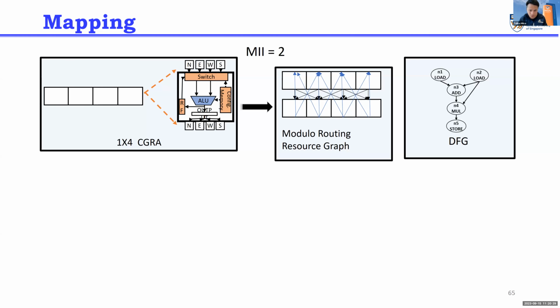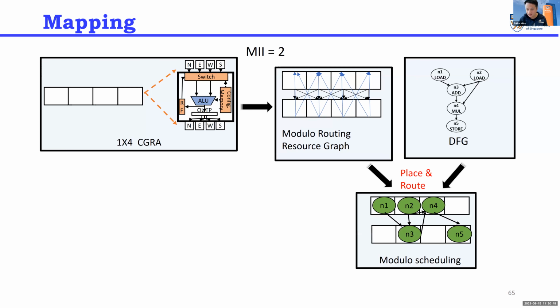So after creating the modular routing resource graph, and given the DFG nodes, we will try to place the DFG nodes onto the nodes of the PE modular routing resource graph, and use the edges in the modular routing resource graph to route the edges in the DFG. So we can generate a modular scheduling, right?